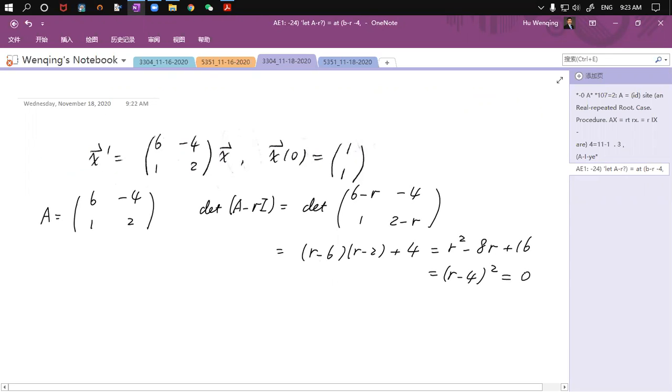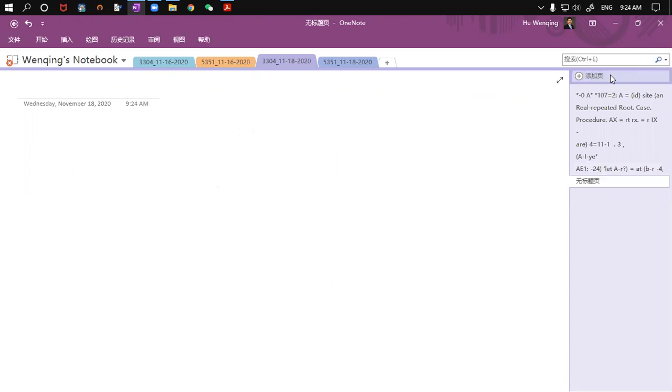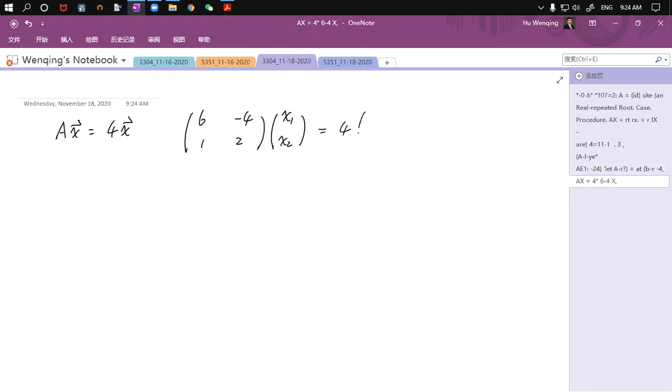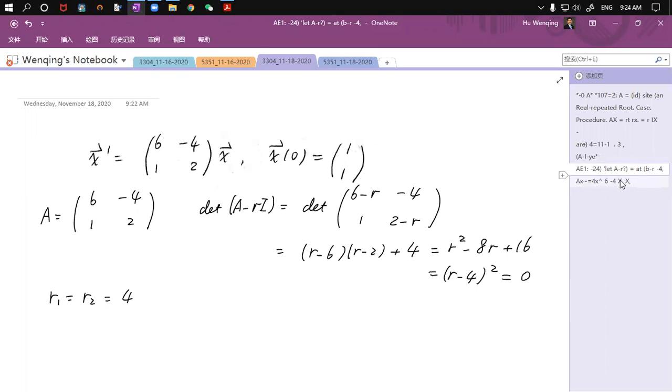Is that good, family? Now from this equation, you solve for the roots: r1 is equal to r2 is equal to 4. They are the common real eigenvalues. As long as you have these eigenvalues, you start to look for eigenvectors, right? So you're going to look for Ax equal to 4x. That gives you the matrix 6, -4, 1, 2 multiplied by x1 and x2 equal to 4 times x1 and x2.